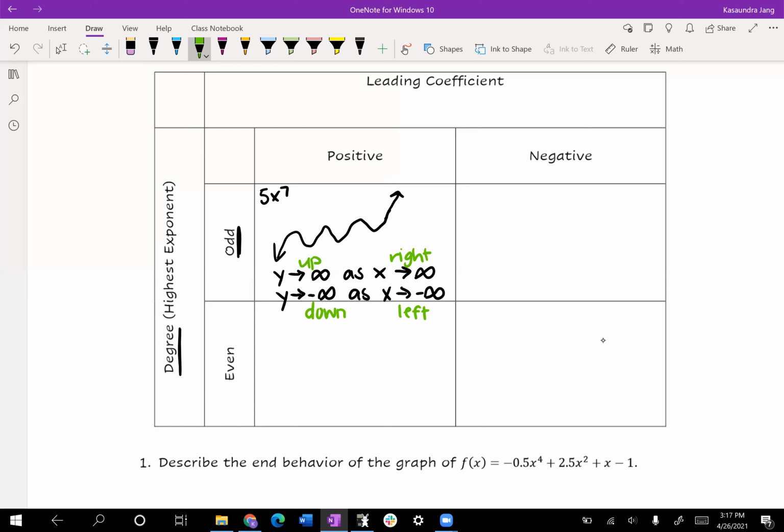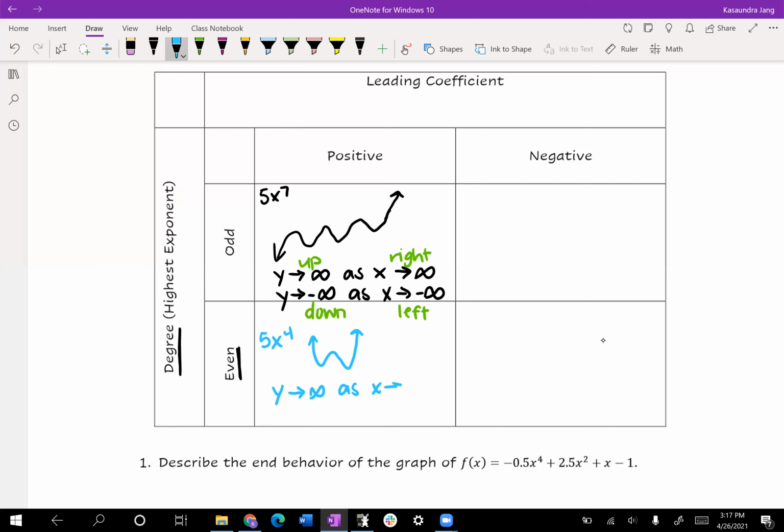Okay, so what if I stick with a positive leading coefficient, like this positive 5 here? What if I stick with a positive 5, but I have an even degree this time. So maybe I've got x to the 4th or something like that. So I'll put this in another color. If I have a 5x to the 4th, both ends are going to go in the same way. They're both going to go up. It might turn a few times in there, sure, but both ends are going up. So this means that my y's are going to infinity. Again, y to infinity means up.